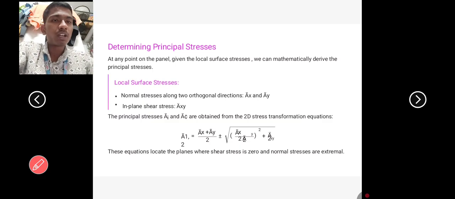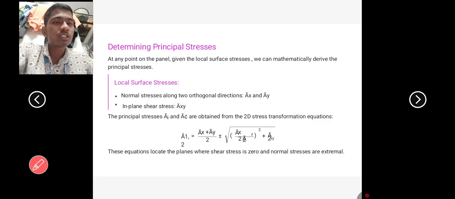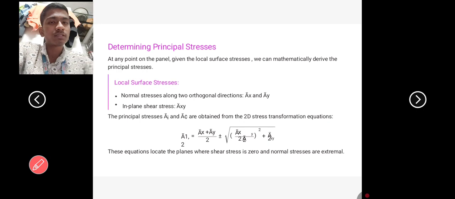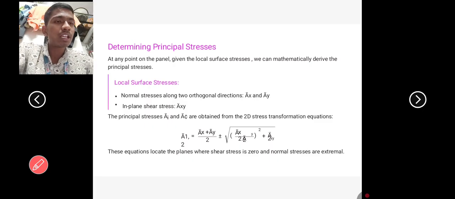Principal stresses sigma 1 and sigma 2 are obtained from the 2D stress transformation equation. Sigma 1 is equal to (sigma x plus sigma y) divided by 2, plus the square root of ((sigma x minus sigma y) divided by 2) squared plus sigma xy squared. These equations locate the planes where shear stress is zero and normal stress is extreme.